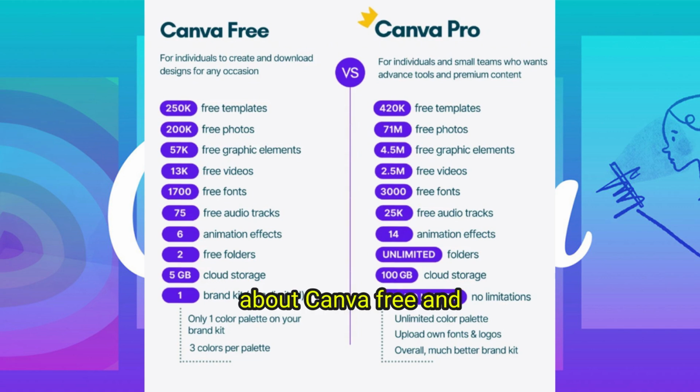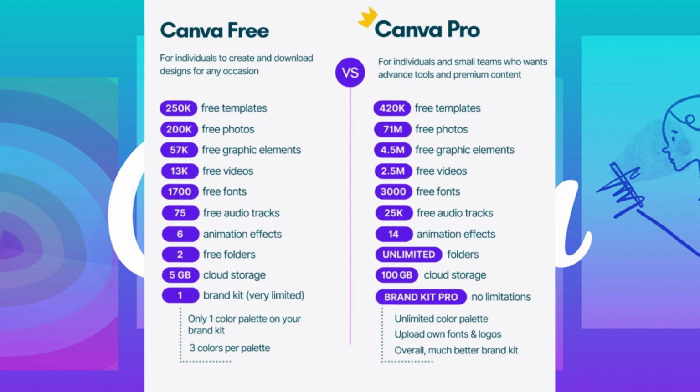So let's talk about Canva Free and Canva Pro accounts' main features or differences. Is Canva Pro worth it? You can decide it by the end of this video. So here are the basic features and differences. You can see this. In Canva Free account, you can have only 250k free templates. On the other hand, 420k free templates are available in Canva Pro account.